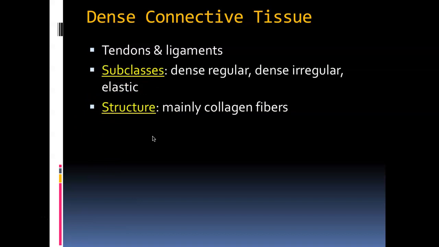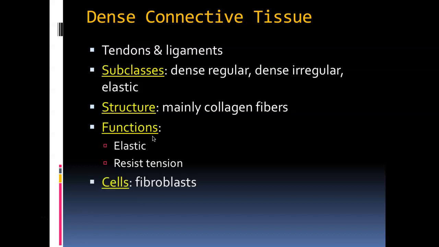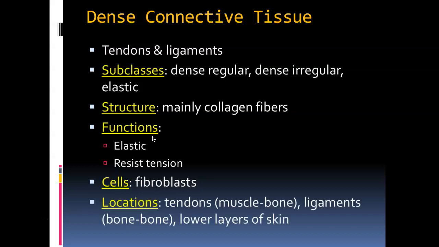So remember, collagen is a protein. Like I said before, just for reference, it's the protein that gives your skin its elasticity, and it's the protein that breaks down and causes the appearance of aging as someone gets older. The functions are to ensure elasticity and to resist tension so that tearing doesn't happen. The cells that create this dense connective tissue are called fibroblasts.